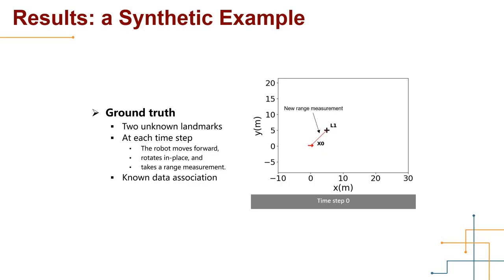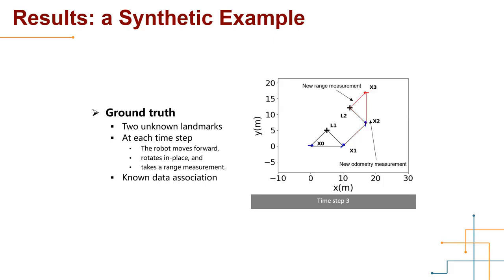We will demonstrate NF-iSAM on two examples. The first one is a synthetic example. The scenario is that there are two unknown landmarks on the planar environment. In each time step, the robot will move forward, rotate in place, and take a range measurement with known data association. Here, the figure shows that at time step 0, the robot takes a new range measurement to the landmark L1. And then the robot proceeds to X1 and acquires a new odometry measurement and a new range measurement, which are colored in red.